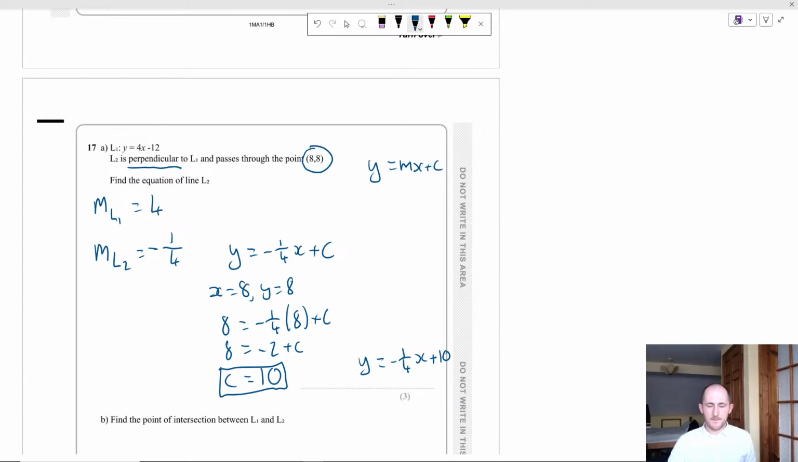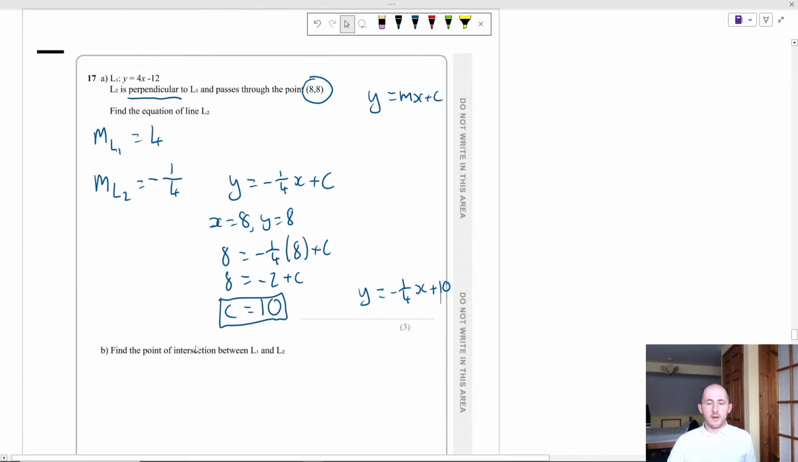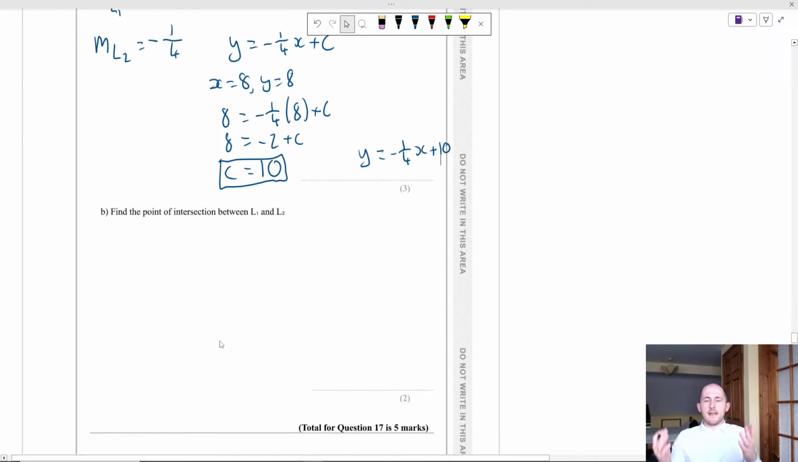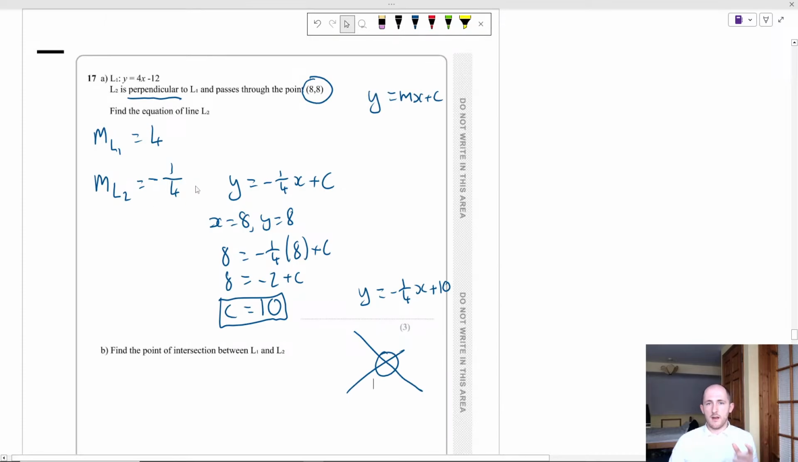Hopefully not too bad. And then it says find the point of intersection. If you students don't know what intersection means, you have these two lines, and the intersection is where they cross. How do we work that out? At that point where they cross, they're going to have the exact same coordinates, logically. Which means the x in this equation is the same as the x in this equation, and the y in this equation is the same as the y in this equation.